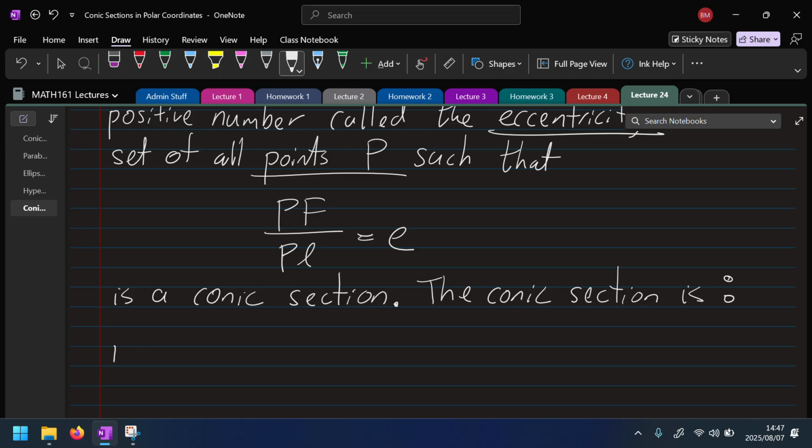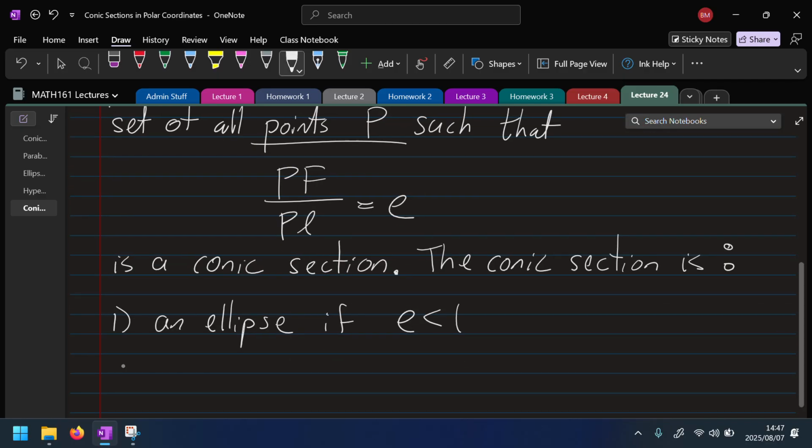So number one, an ellipse, if E is less than 1. Okay, so if this eccentricity E is less than 1, then it's an ellipse. Number two, it's a parabola if E is equal to 1, and that's just straight from the definition.